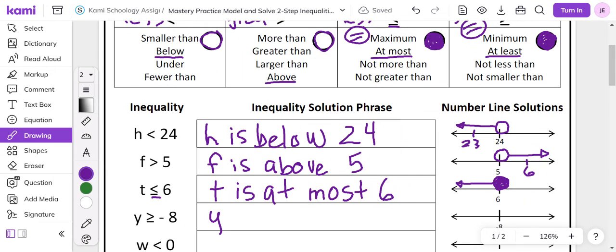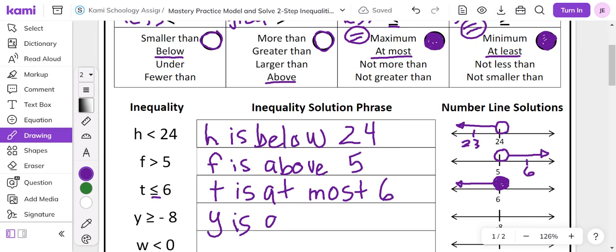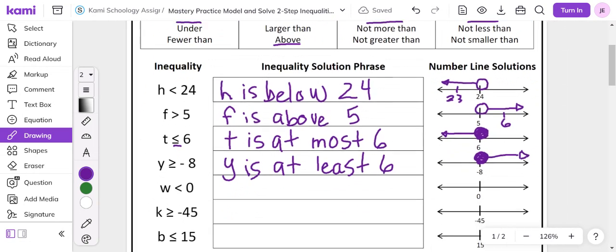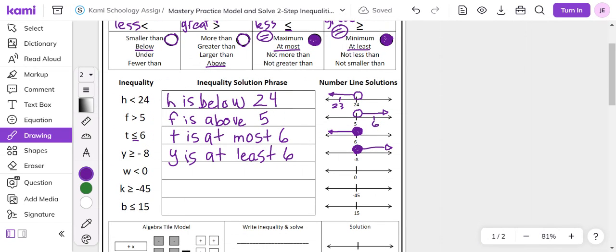And then here we have y is, looking at this symbol here, y is greater than or equal to, and that's where we can use at least. At the least is 6. And it's going to go to the right or the greater than side of things. All right, so we went through a few examples, finish up the 3 down below, and choose some of the vocab words above that are listed.